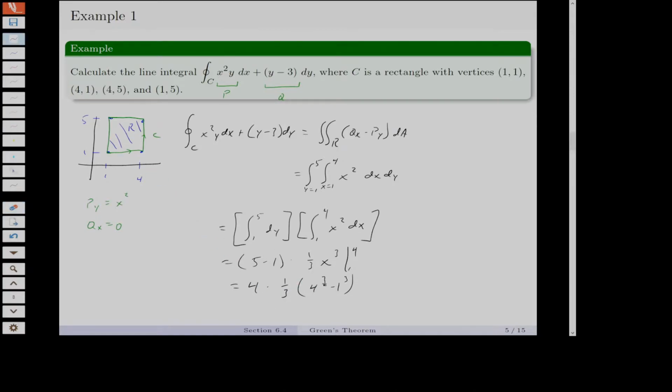And 4 cubed is 64 minus 1 is 63. Okay, times 4 gives me 252/3. Okay, so that's the value of our line integral.